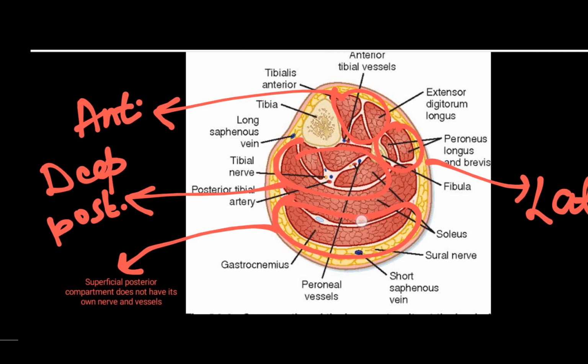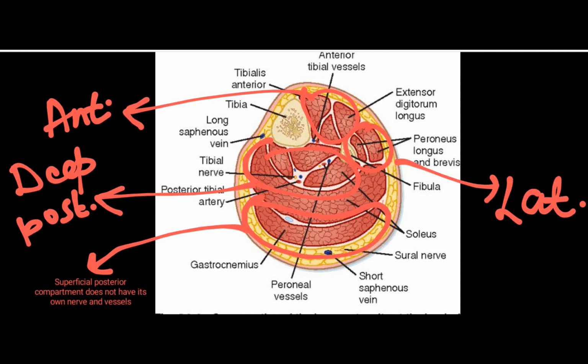Then we have superficial compartment. Superficial posterior compartment contains muscles like gastrocnemius, soleus and plantaris. And it does not have its separate nerve or vessel supply. It is supplied from the branches of the deep posterior compartment.